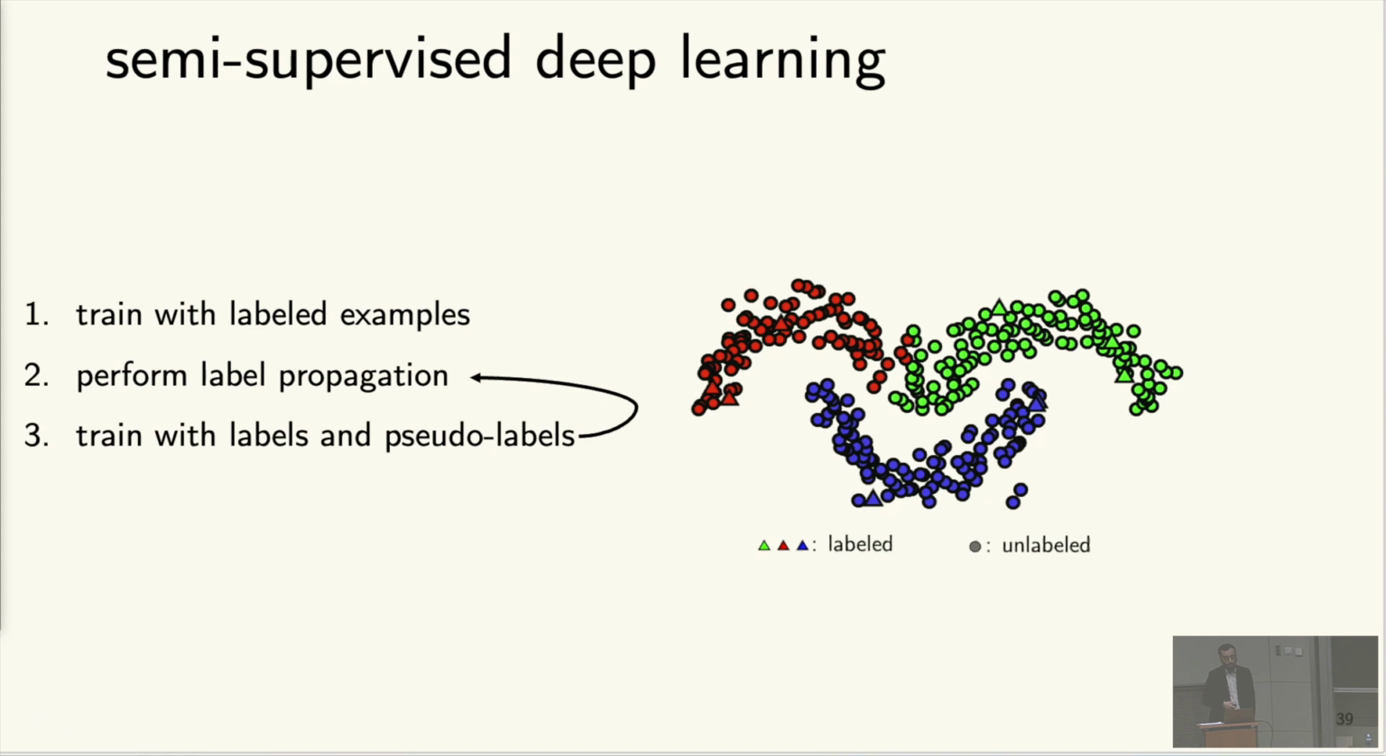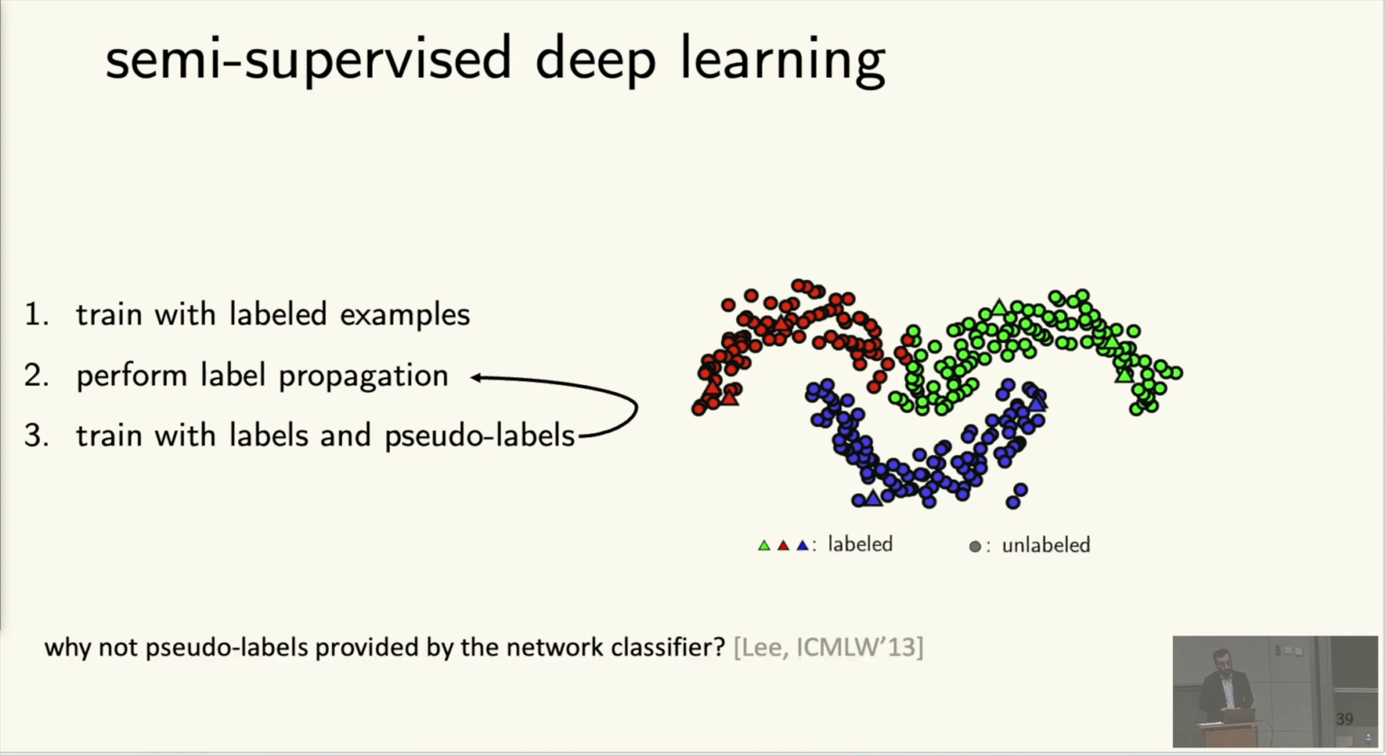One reasonable question is whether we need this label propagation approach, and why not just rely on pseudo-labels that are directly provided by the network classifier, which is actually a common approach in the literature. The intuition here is that the result of this label propagation is much more complementary. It's different than what the network can already recognize well.